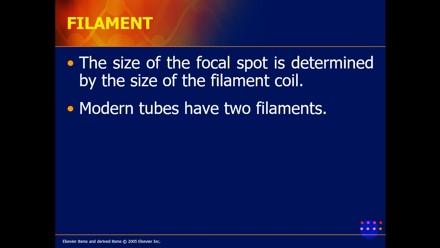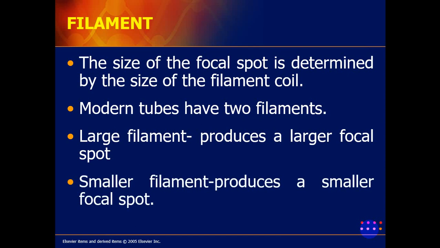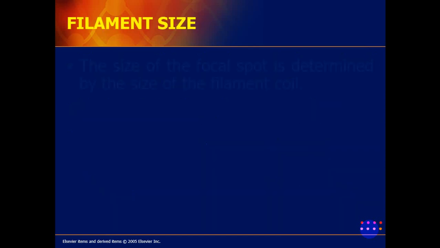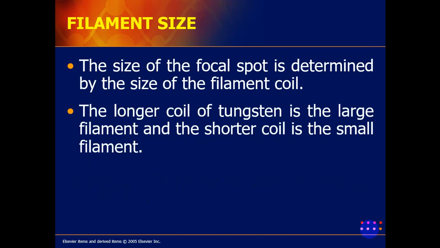So, modern tubes have two filaments. The big or the large filament and the small filament. The large filament produces a larger focal spot, and the smaller filament produces a smaller focal spot. Filament size. The size of the focal spot is determined by the size of the filament coil. So the longer coil of tungsten is the large filament, and the shorter coil is the small filament.